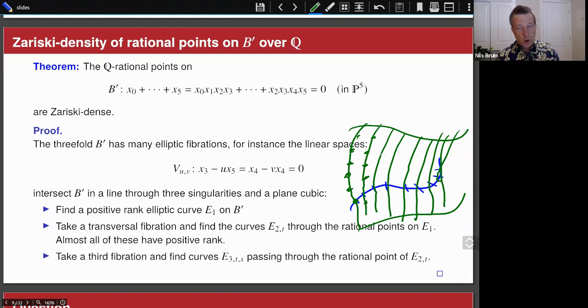If you do this one more time with a fibration that's transversal again to this one, you can stretch up your rational points to be Zariski dense in your entire variety. So with that argument, you can indeed prove that the rational points on B prime are Zariski dense.